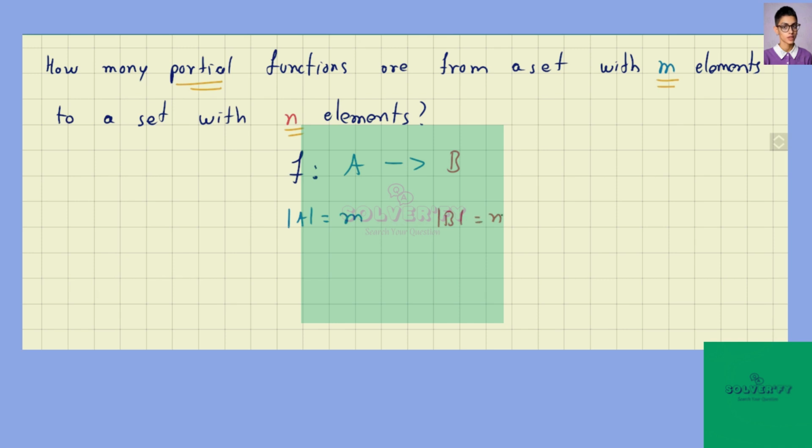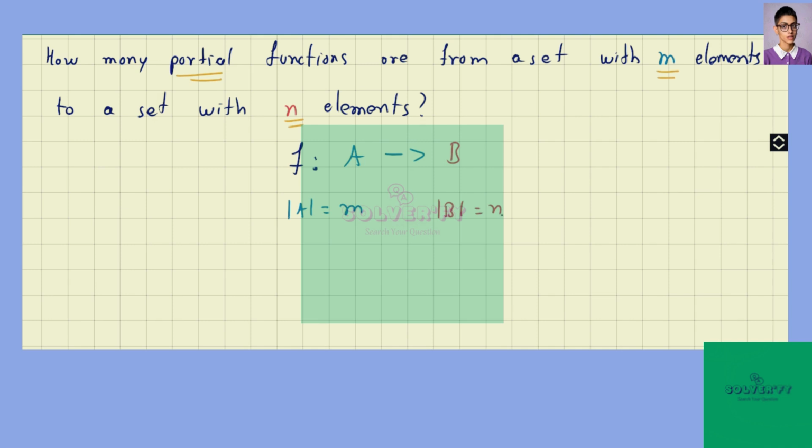If this is a total function or just a function, the number of possible functions is going to be n to the m power, right? Because we can assign n elements to each element in A, right? So that means n to the m power. But the fact here is that we are dealing with partial functions. So what's the deal with partial functions?